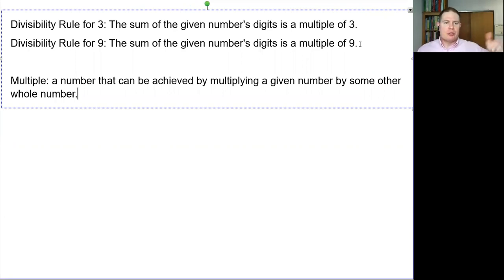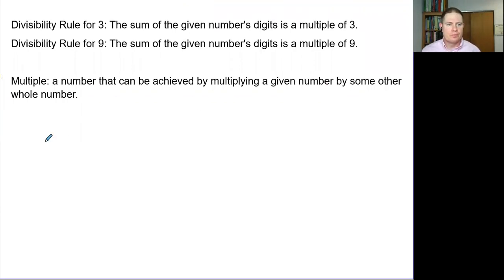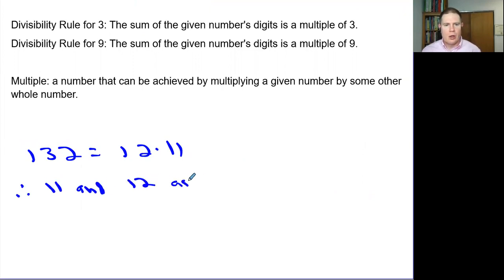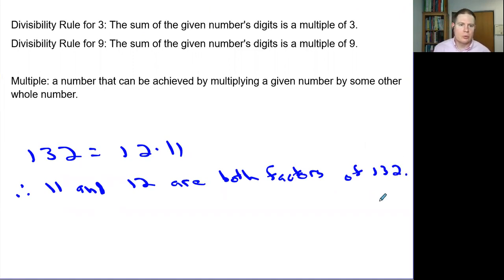So it's kind of the reverse relationship of factor, right? When I said 132 is 12 times 11, I would say, therefore, 11 and 12 are both factors of 132. They're not the only factors of 132. We also saw 2 times 66, and I guess it would be 3 times 22. No, 3 times 44. Right, we could take some time and list all the factors of 132.